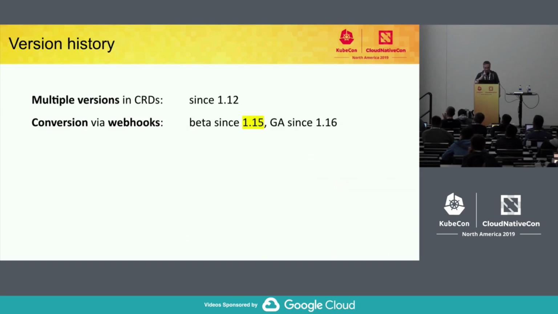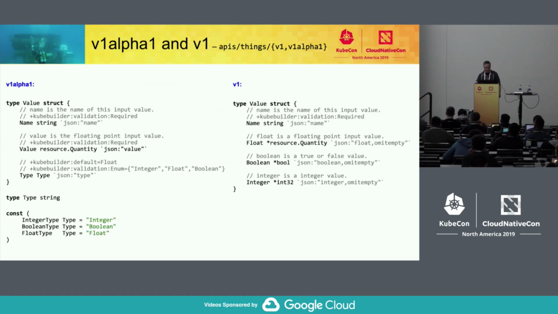So we have to write a webhook. This is basically the reason why we need 1.15. Conversion via webhook is pretty new. It's new in 1.15 as a beta, and we promoted it in 1.16. So we need at least a 1.15 cluster. Multiple versions without conversion we had earlier, but it's not really useful.